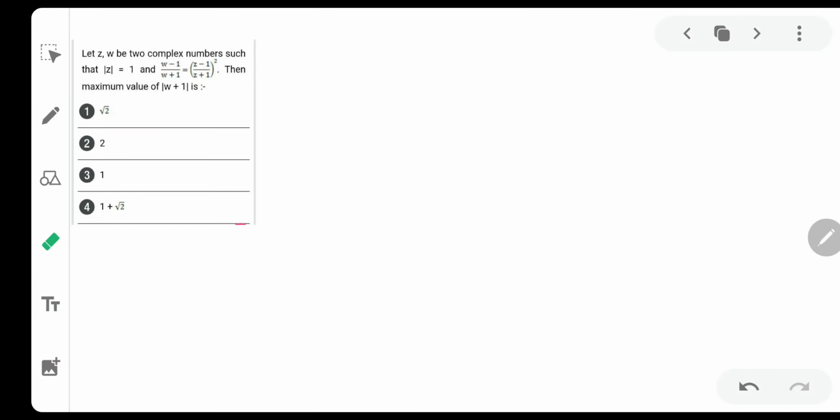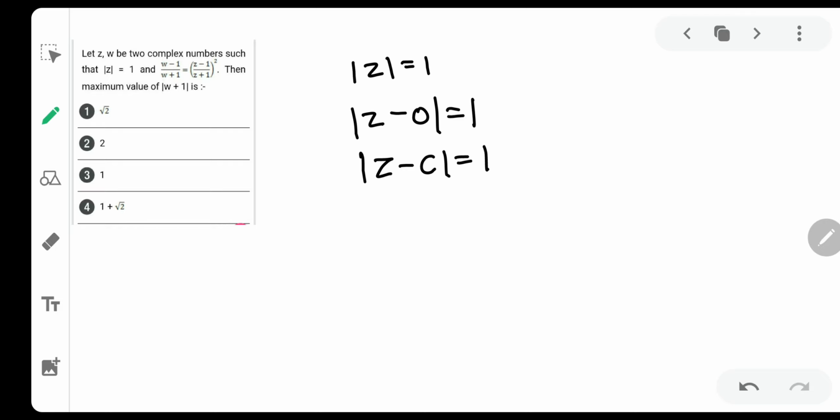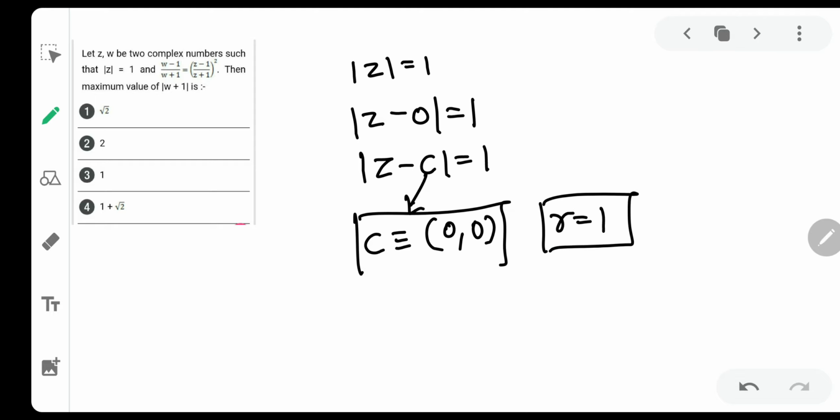Today one of our fellow mates has asked this question: z and omega are two complex numbers and mod z equal to 1. Let us first understand mod z equal to 1. What is the meaning of mod z equal to 1? We can write this as |z − 0| = 1. So we can compare this with |z − c| = r, where c is a complex number and r is the magnitude. So c is actually the center of the circle, which is (0, 0) over here, and r is the radius of the circle, which is equal to 1, because this is the equation of the circle in the complex form. So mod z equal to 1 implies that it is a circle with center at (0, 0) and radius 1.